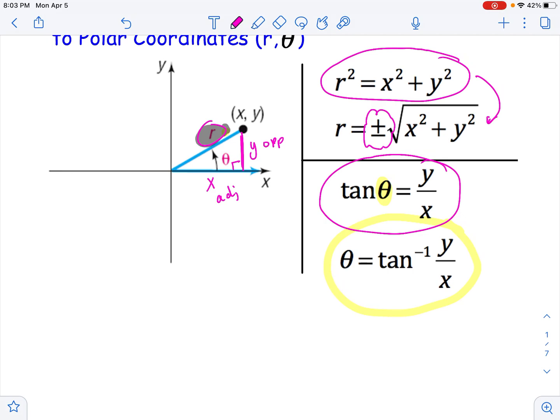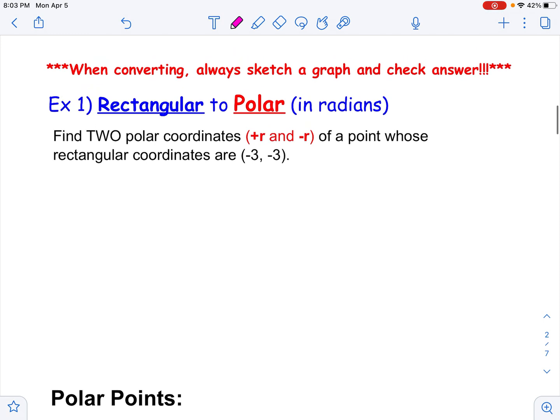All right, so one of the things that we have to be really careful with is, when we convert from rectangular to polar, or even from polar to rectangular like we did yesterday, you always want to sketch your graph. You want to make sure that the point is ending up where we think it's going to. So for today's first example, we're going to go from rectangular to polar, and we're going to do that polar coordinate in radians. Realistically, we could do it in degrees if we wanted, but we're going to do it in radians.